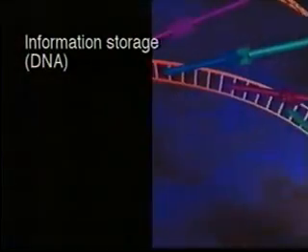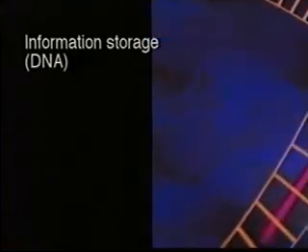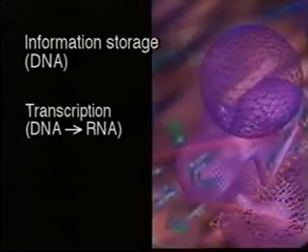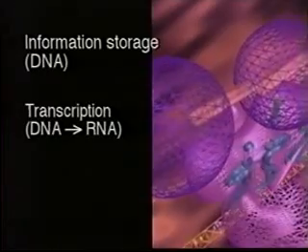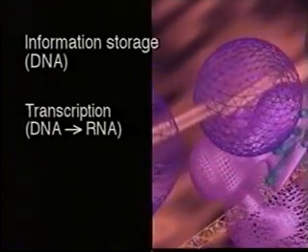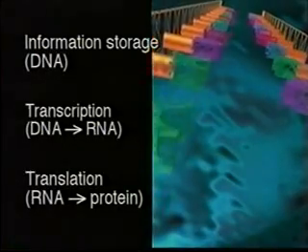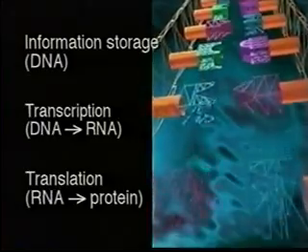To begin to answer some of these questions, we will look at the molecules and processes involved in protein synthesis. First, we'll describe the information storage system of a cell, the cell's DNA. Then we'll look at transcription, the process by which the information is copied to RNA so that it can travel to the cytoplasm. Finally, we'll describe translation, where the information in RNA is used to assemble amino acids into polypeptides and proteins.